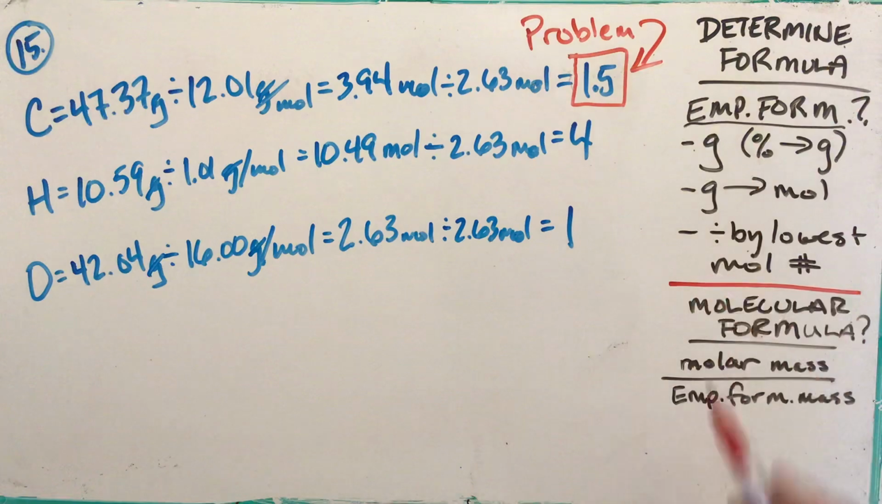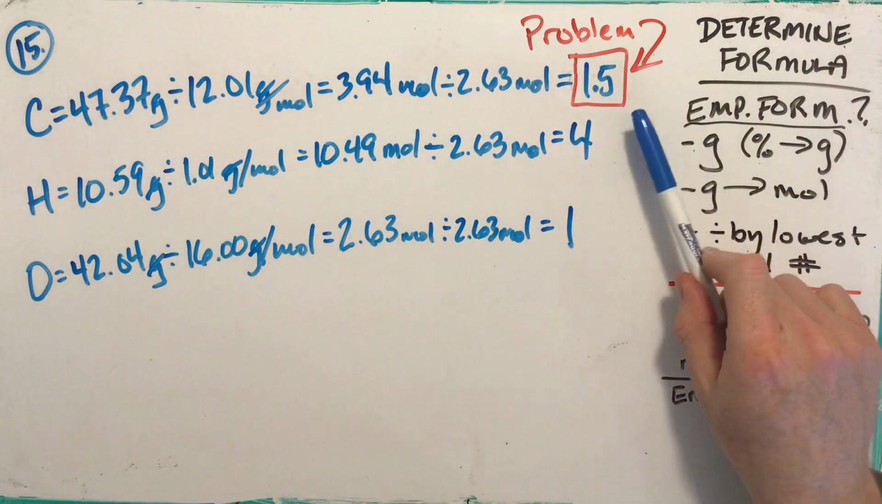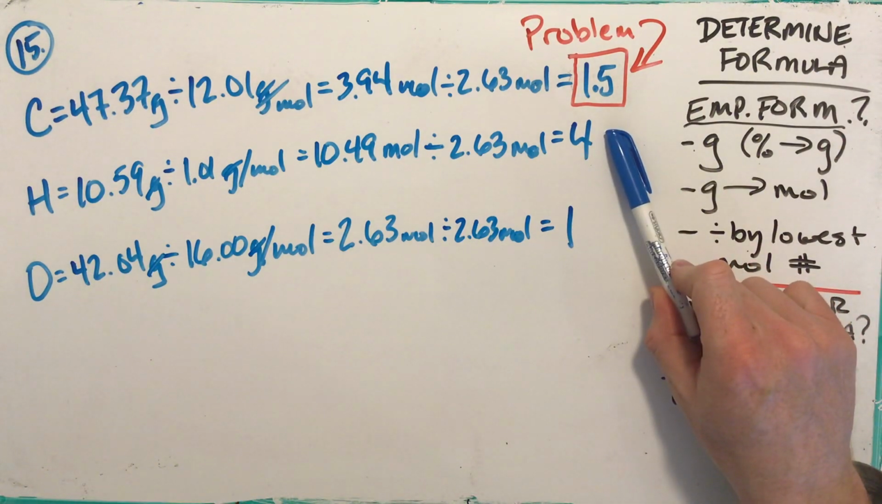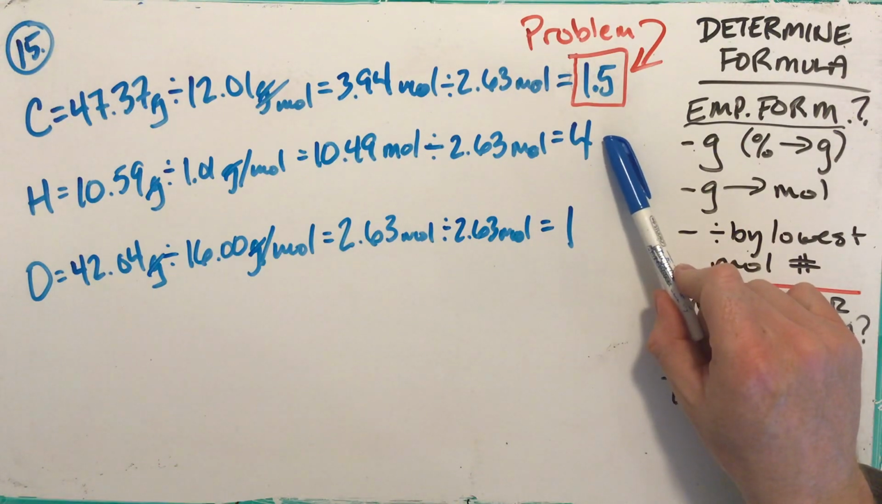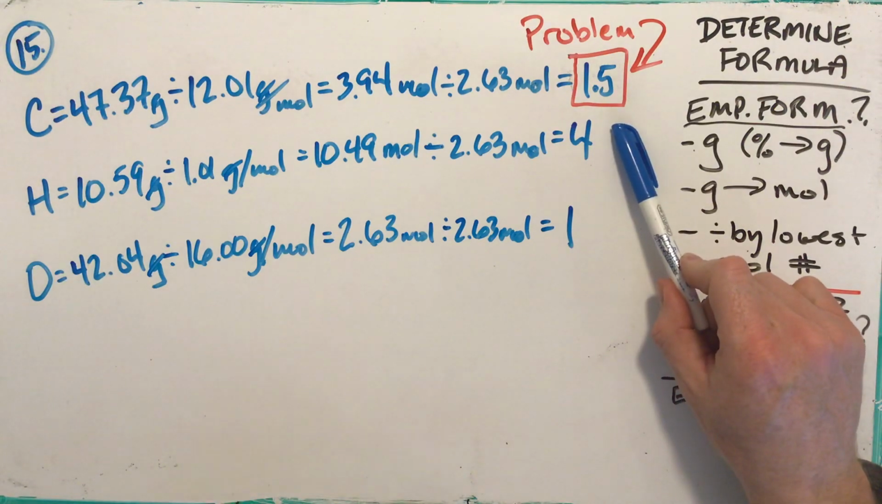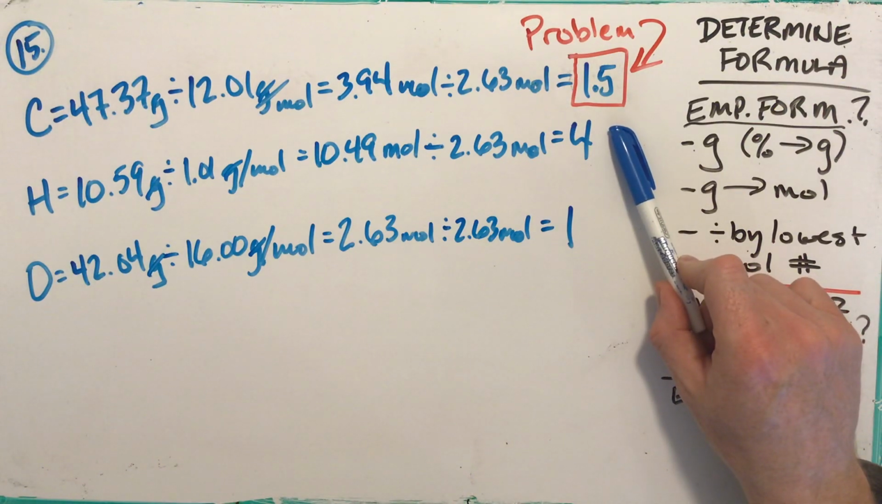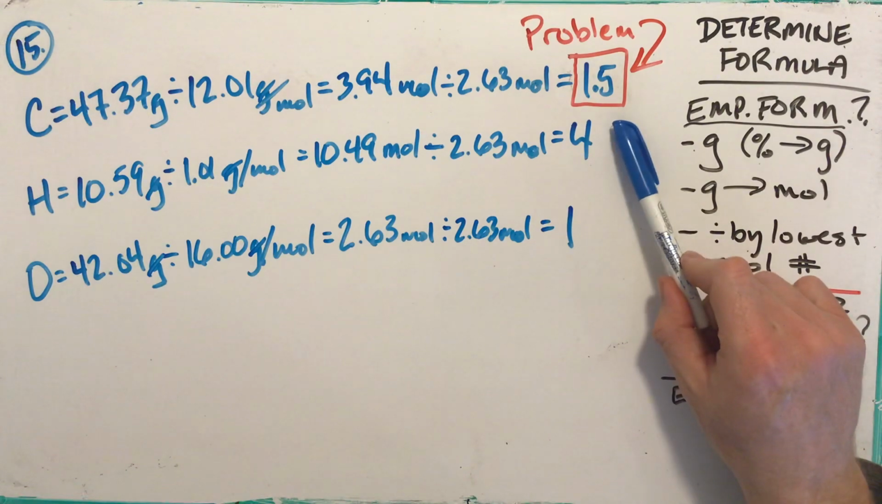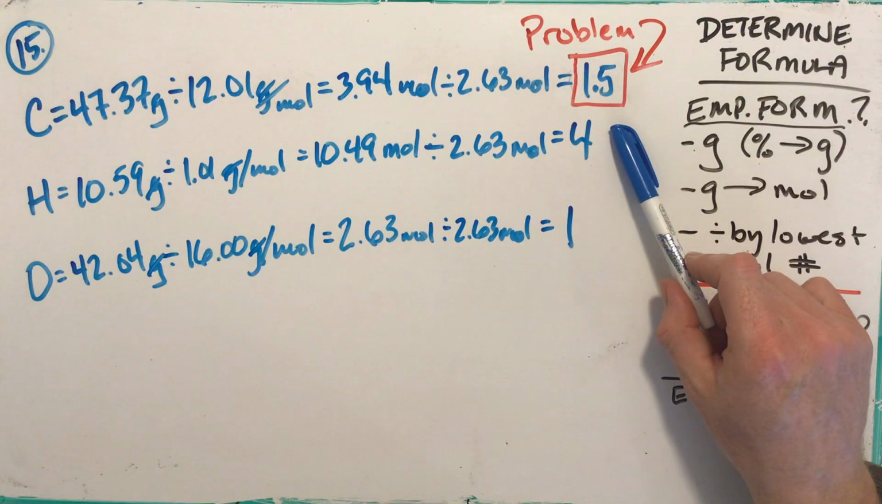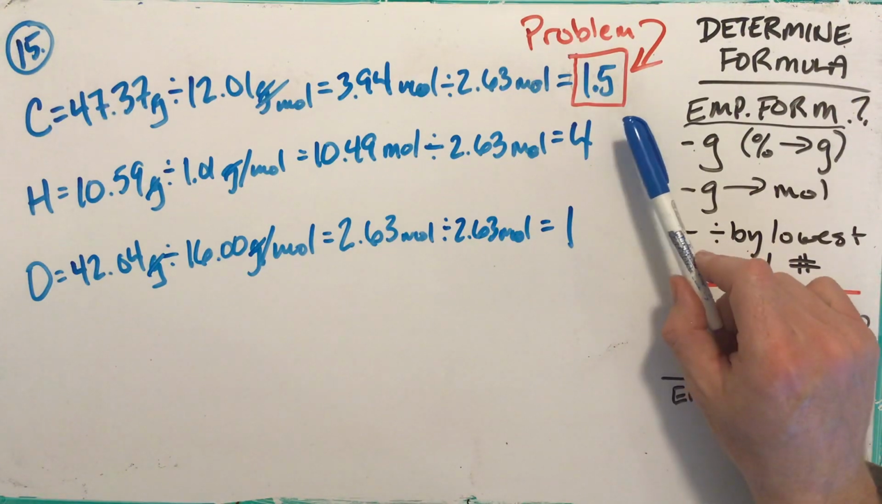But this is our problem. This is the extra little hitch that we have to be aware of. So 1.5, that's right in between. I can't just ignore that and make it 2. I can't ignore that and make it 1. I have to deal with this. This is telling me something about the empirical formula, right? And what it's telling me is that in my empirical formula, there are no 1s. And I'll show you how it tells me that in a second.